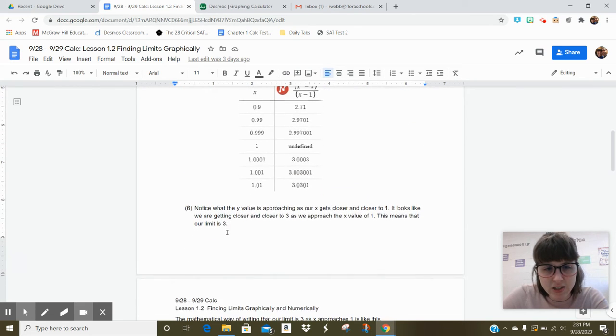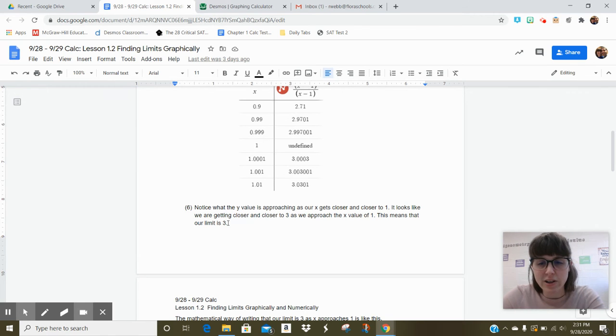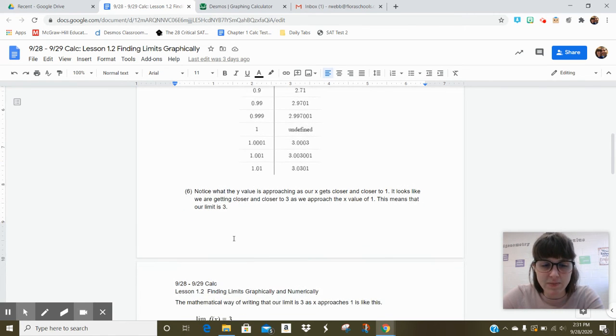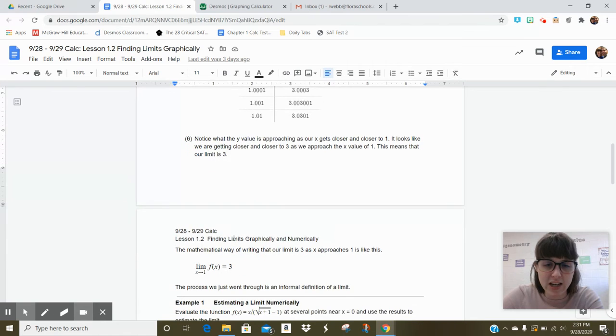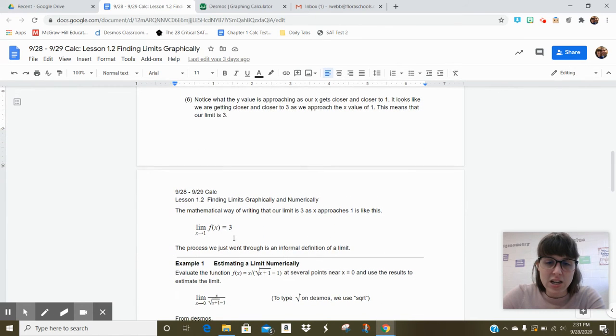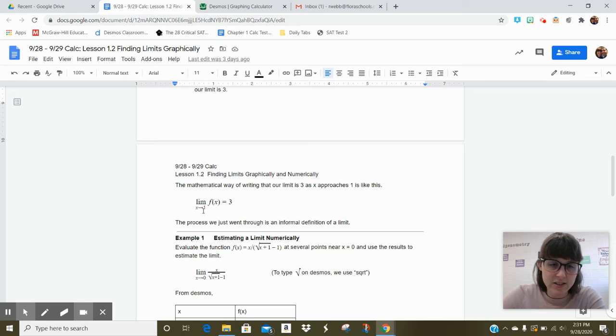It says, notice what the y value is approaching as our x gets closer and closer to 1. It looks like we are getting closer and closer to 3 as we approach the x value of 1. This means our limit is 3. The mathematical way of writing that is: the limit as x approaches 1 of f of x is equal to 3. The process we just went through, using a table to find a limit, is the informal definition of limit.